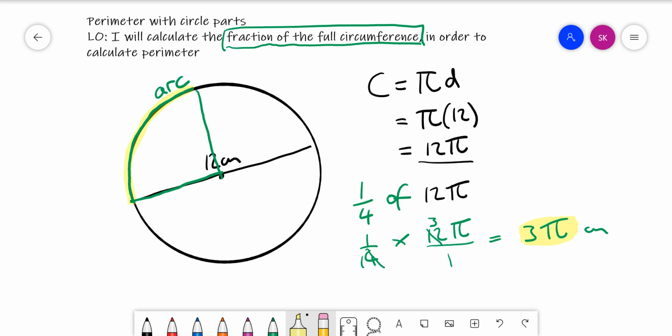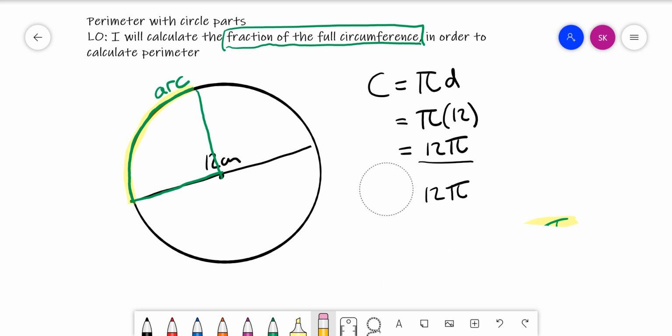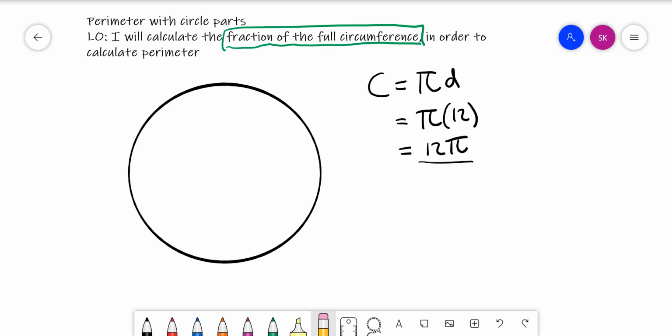But the key message, guys, is that whatever fraction of the full circumference that we have, that is what we're going to times the full circumference by to find that part of the circle arc. Let's do one more. This time, I'll tell you the diameter is still 12 centimeters. But this time I want to find, let's go with a sixth. So I'm telling you that this is 1/6 of the full circumference. How would I find how long this arc is here?